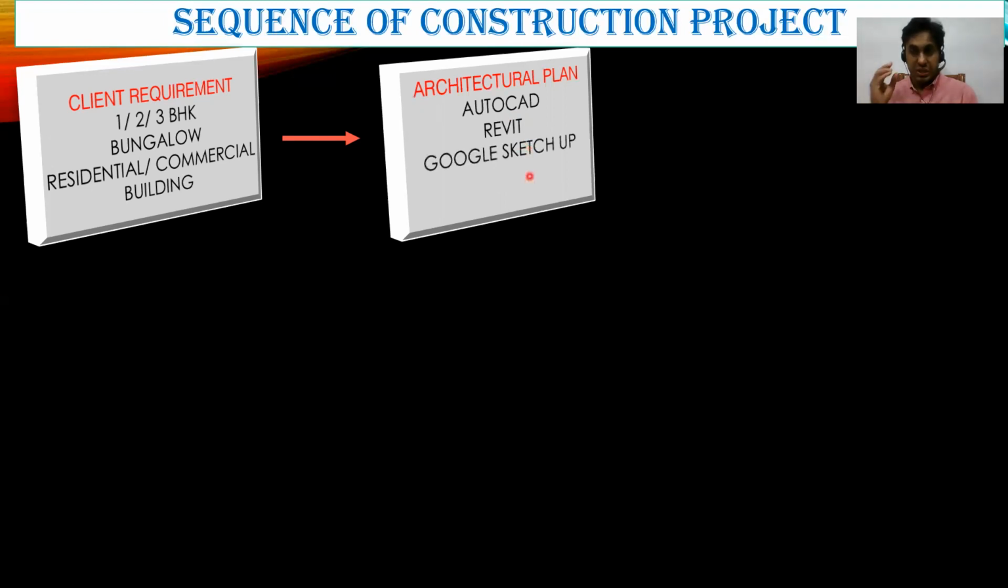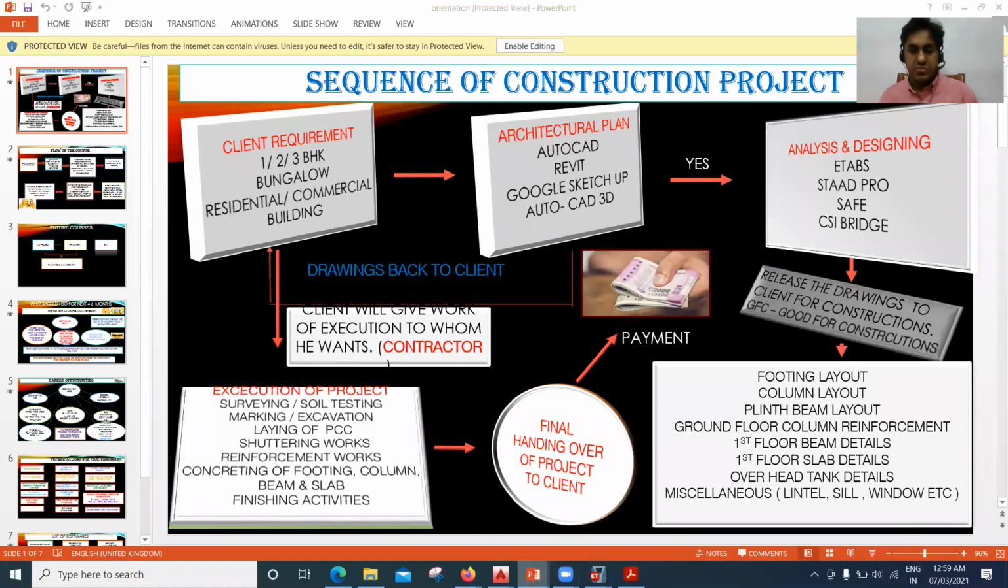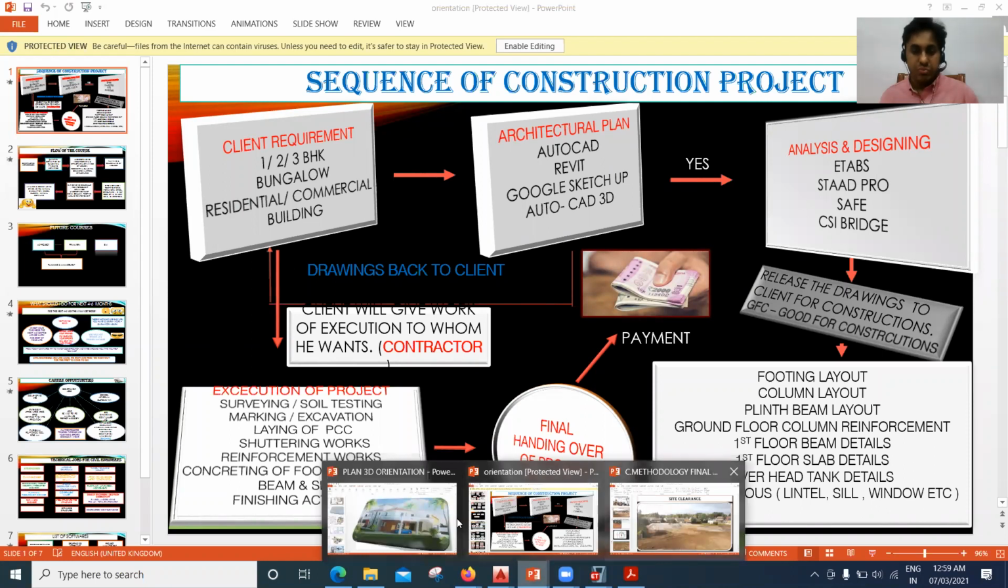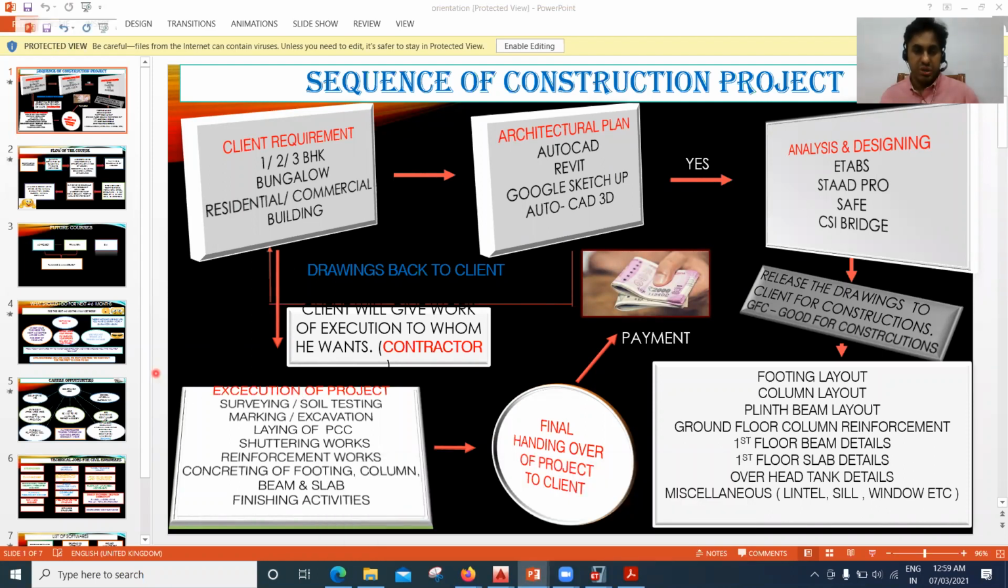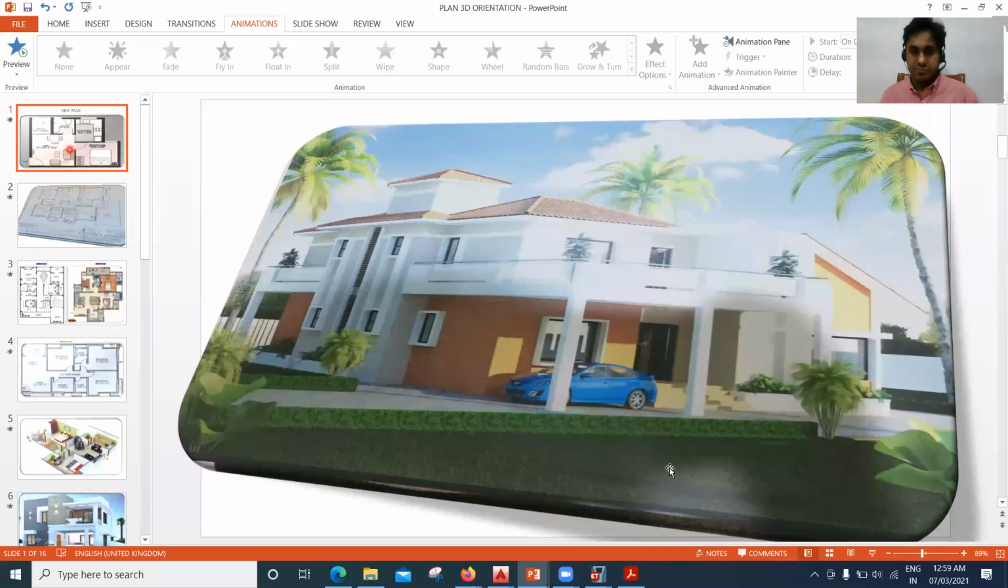Similarly, you have Google SketchUp. Google SketchUp is for getting 3D elevations, the interior parts and all. Then you have AutoCAD 3D as well, right? So let us say you come to me for the plan. What I'm going to do is prepare a plan for you of a bungalow. I'll show it.